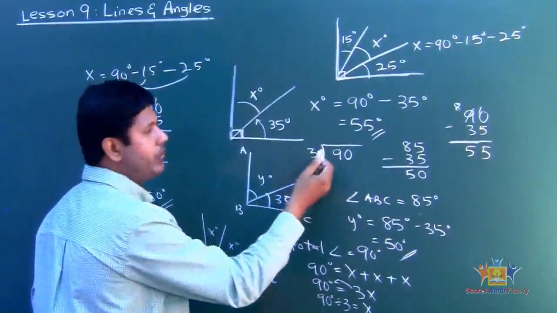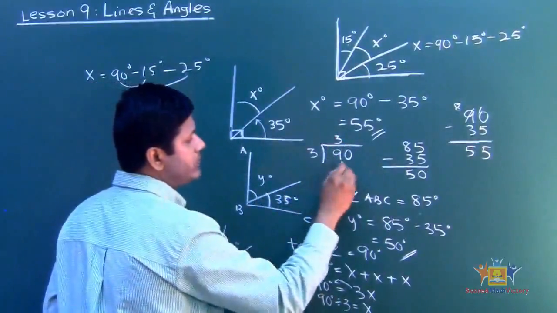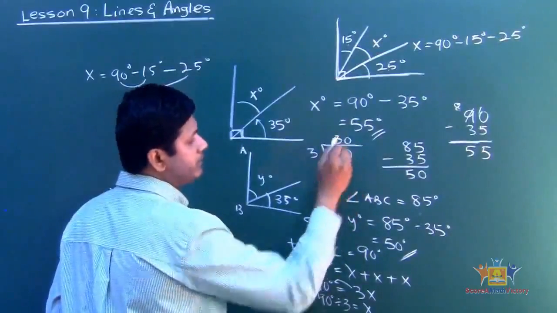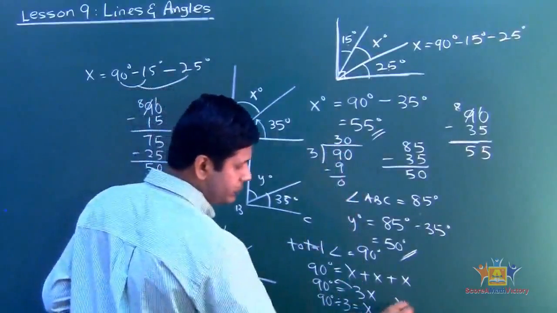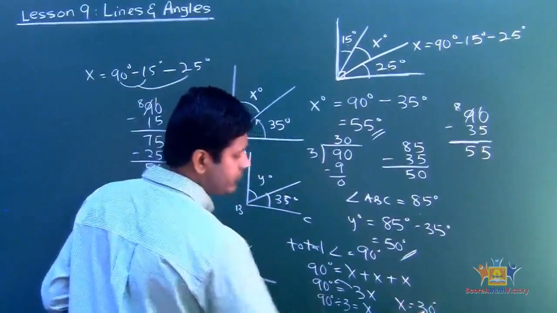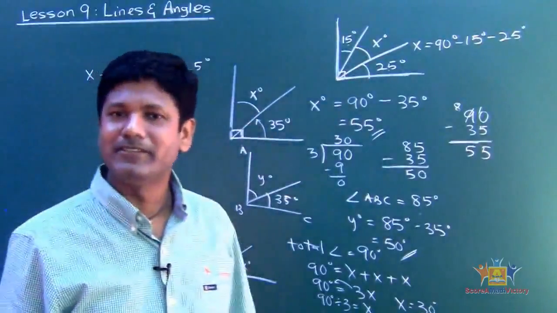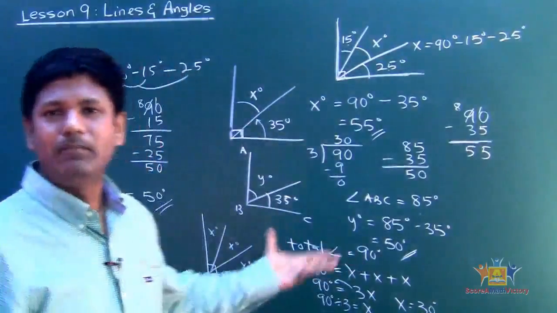In 9, there's how many? 3. 3 times 3 is 9, minus 0. When you come to 0, there's a 0 over there. You just bring it out. So that means x equals 30 degrees. 30, 30, 30 makes what? 90 degrees. See that? I can play so many different ways.